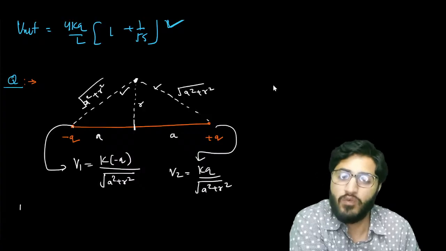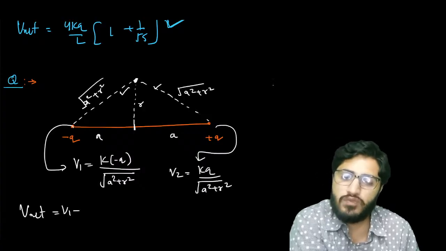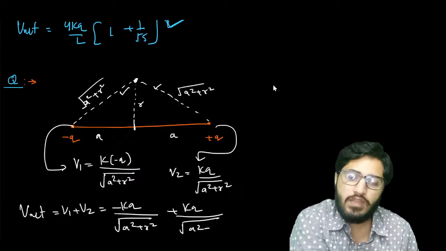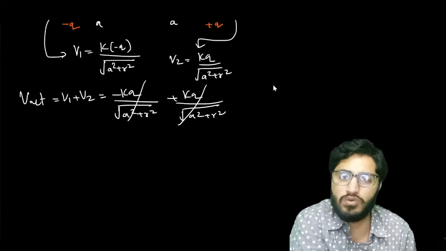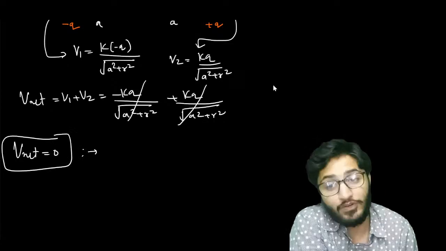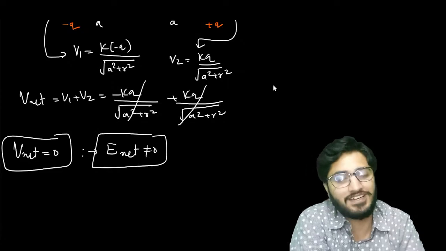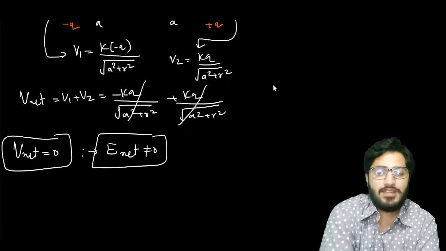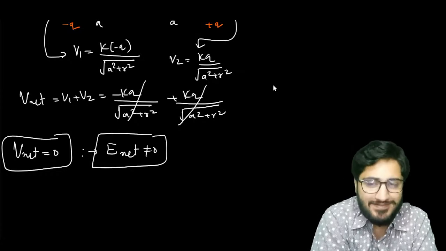This will give potential V2, and V2 equals to K plus Q divided by under root of A square plus R square. What will be the V net? I guess V net equals to V1 plus V2. So I can write minus KQ whole divided by under root of A square plus R square plus KQ whole divided by under root of A square plus R square. Both cancel out. So my V net is equal to 0. But we know that, sir, E net is not equal to 0. We had done it in previous classes, no? Kp by R cube.